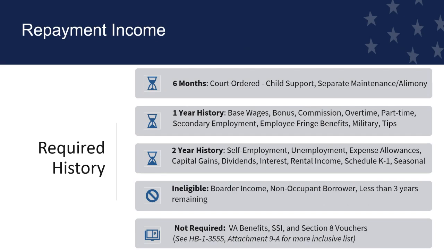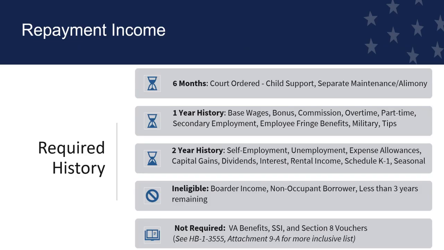When we look at repayment income, we need to look at the required history. Some basic guidance for repayment income eligibility is 6 months for court-ordered child support and alimony. Voluntary child support and alimony require a 1-year history of receipt. A 1-year history is required for base wages, bonus, commission, overtime, and so on. A 2-year history is required for most self-employment, unemployment, and seasonal employment. Boarder income, non-occupant borrower, or any income with less than 3 years remaining is ineligible. For example, child support for a 16-year-old when it is set to end at age 18 is ineligible income.